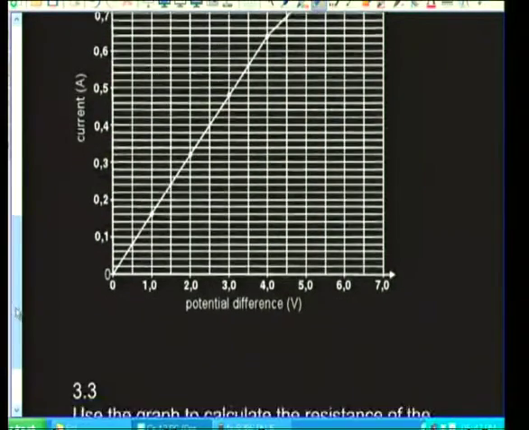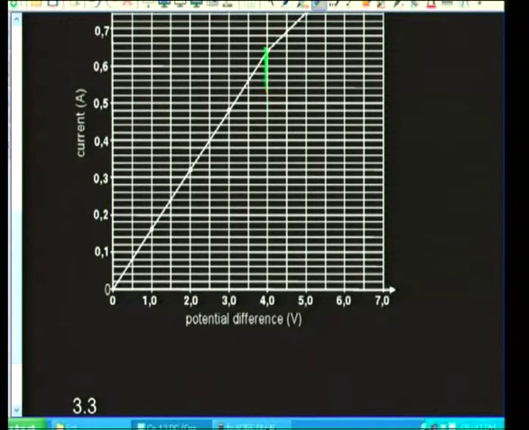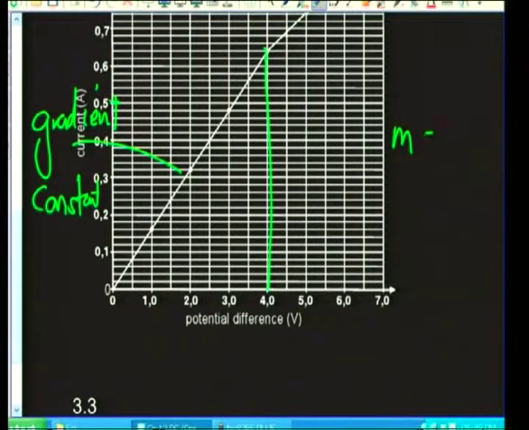So what we're going to do is look at the region where it is ohmic, in this region where the gradient is constant. We'll notice it's a straight line, and the gradient is constant. So what is the gradient of this graph? We say M is the gradient, and it's the change in current over the change in potential difference. But because it's a straight line, it's actually the ratio of current to potential difference.